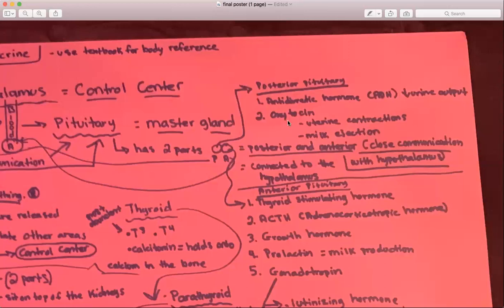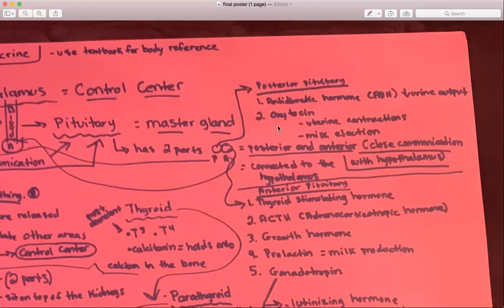So oxytocin has a lot to do with our uterine contractions. When people choose to have a baby, oxytocin is going to play a role in that. And milk ejection, so that let down, and then not just the let down, actually the milk ejecting out of the nipple, right? So that's what oxytocin has to do.